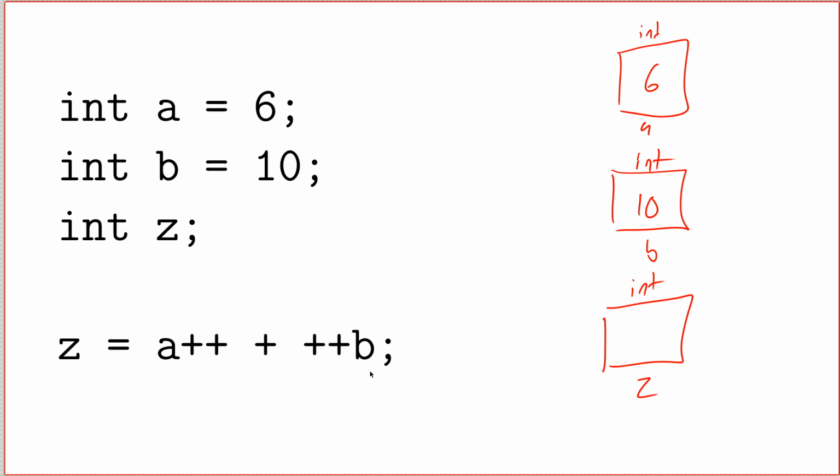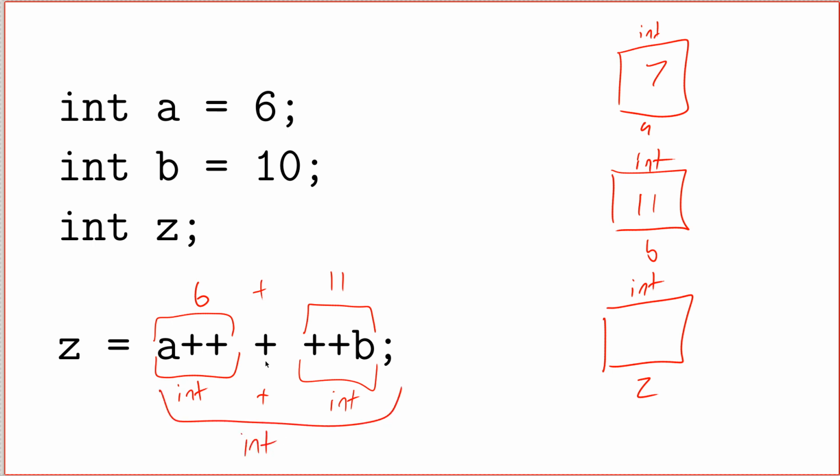Okay, A++. Add 1 to A, send back the old value of A. So the type is going to be int. If we send back the old value, it's going to be 6, and then I add 1 to A. Okay, now it's 7. Plus plus B, well, that's going to be an int. Add 1 to B, send back the new value of B. So I'll add 1 to B, so it was 10, it's going to become 11, and now its value is 11, and then we have 6 plus 11, int plus int equals int. 6 plus 11 equals 17, and so Z gets the value 17.